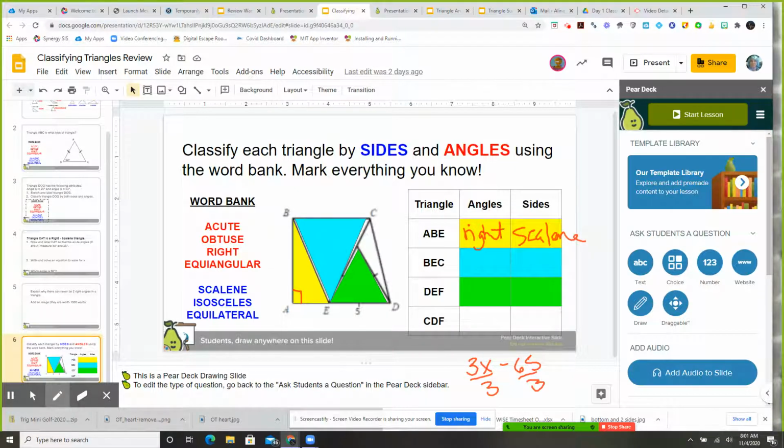What about BEC, that light blue triangle? I think we were told that these were all 5, and this was 2, and this was 7. So BEC is tricky, tricky, tricky. If BE is 7, and this green one is 5, 5 plus 2 is 7, which means BE and EC are congruent, which means it is isosceles.